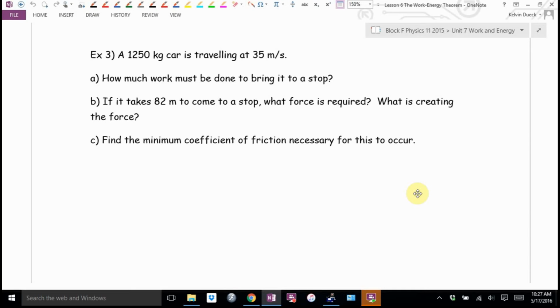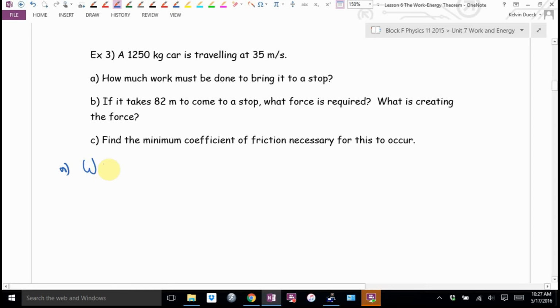A 1,250 kilogram car is traveling at 35 meters per second, about 100 and some kilometers per hour. Freeway speed. What does part A want me to find? Okay. I like question A. Question A is a nice question.